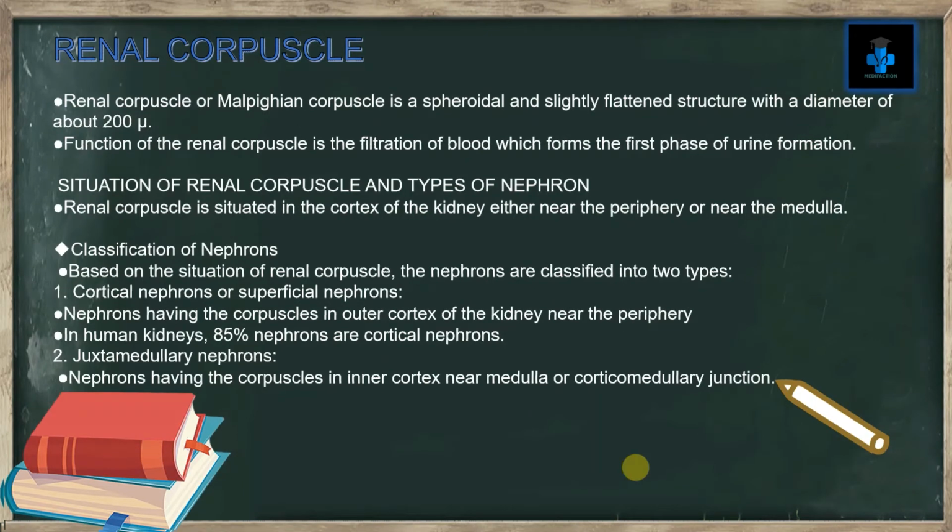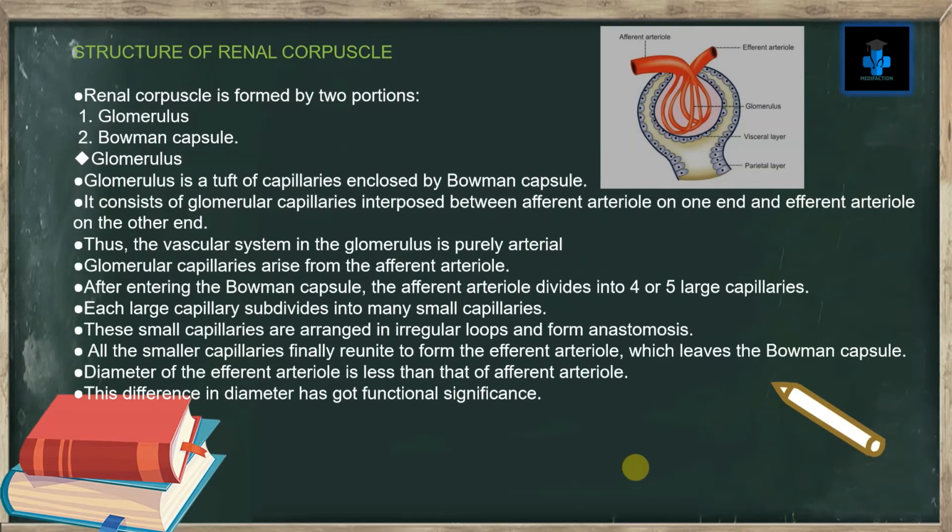Structure of renal corpuscle. Renal corpuscle is formed by two portions. Number one is the glomerulus. Here you can see this is the glomerulus. Number two is the Bowman's capsule. This part which encloses the glomerulus is known as the Bowman's capsule. So let's move to detail.